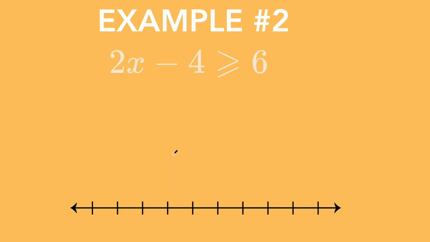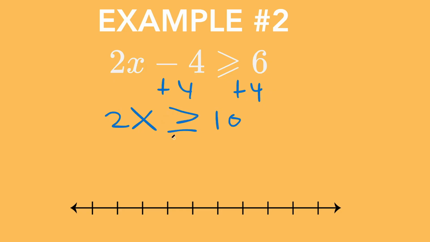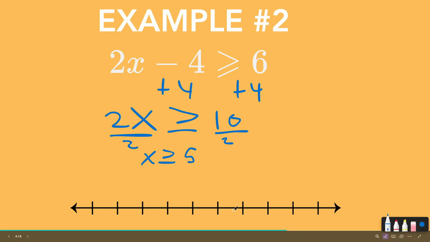Now let's go to the second example. In this example, we have 2x minus 4 is greater than or equal to 6. So first, let's get x by itself. We add 4 to each side. Then we get 2x is greater than or equal to 10. Now we divide by 2 on each side, and we end up with x is greater than or equal to 5. Again, let's try finding 5 on this.